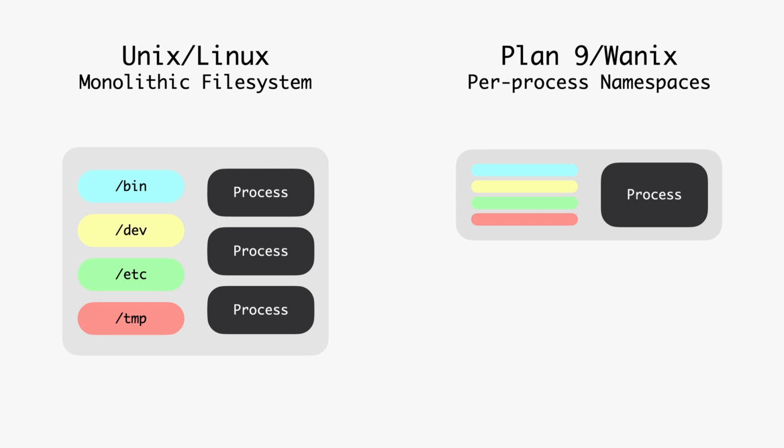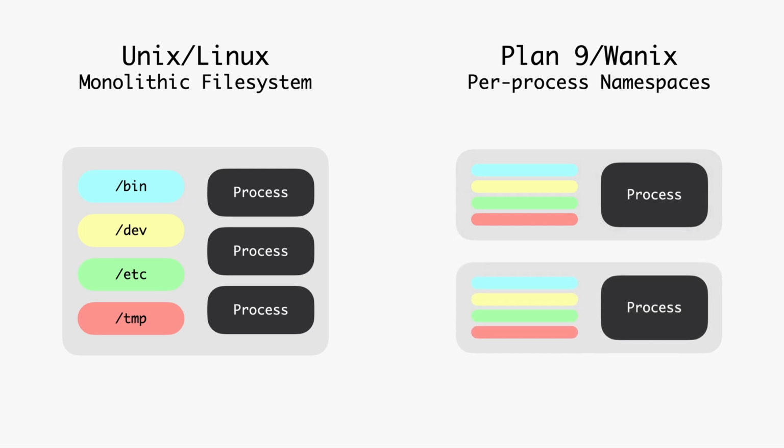In Plan 9, there is no single file system view. Instead, every process has its own file system called a namespace. Child processes inherit namespaces, so by default it feels like a single file system, but you can customize the file system for any individual process. In today's terms, it's the equivalent of every process running in its own container.